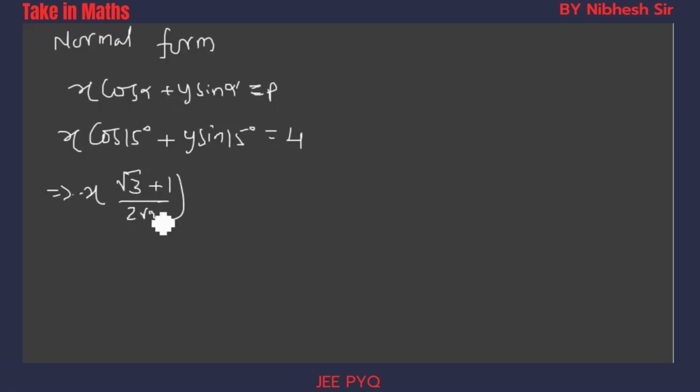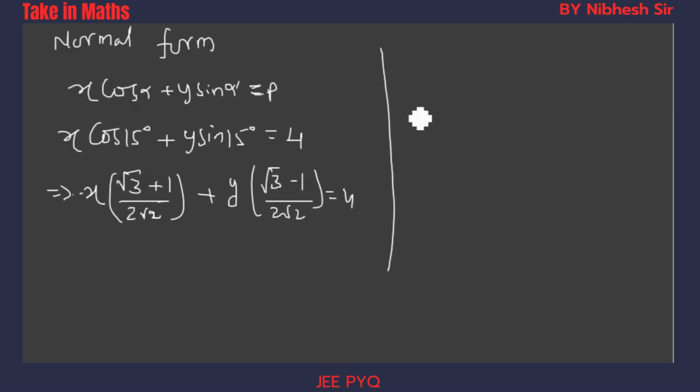So this is the value of cos 15. And sin 15 is what? (√3 − 1)/(2√2). You can find the value of cos 15 and sin 15 by applying the trigonometric formula here.